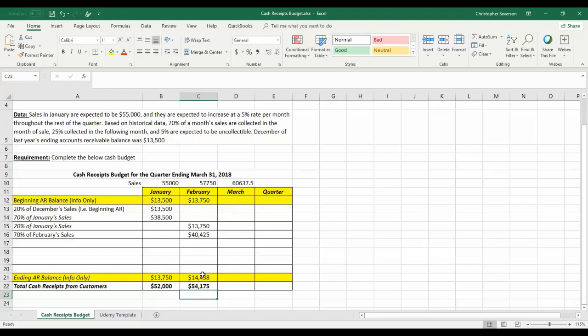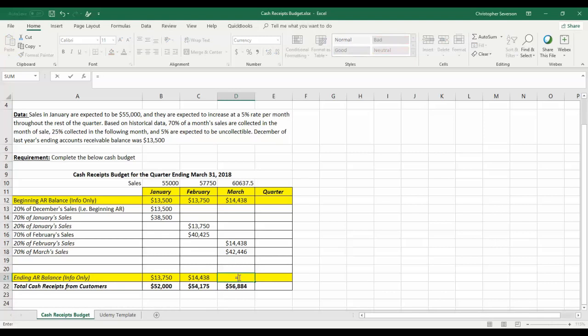Going forward to March, we're going to bring over this $14,438, and again, that's going to be the first thing we actually collect in March, which is 20% of February's sales. Again, we're collecting 70% of the current month, March's sales. So that's 70% of this $60,637.50, which, by the way, it's just rounding. I have it set to round to the nearest dollar, so not a big deal there. So that's $42,446, and we're collecting those two amounts, which is $56,884.